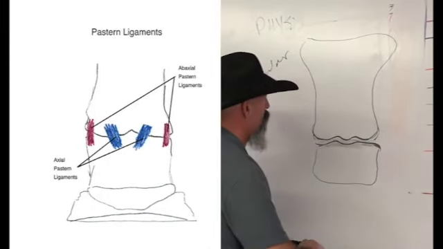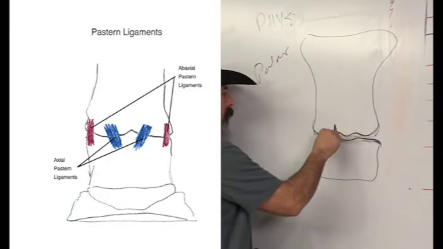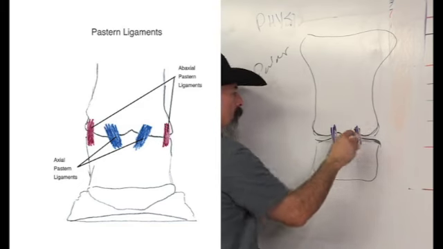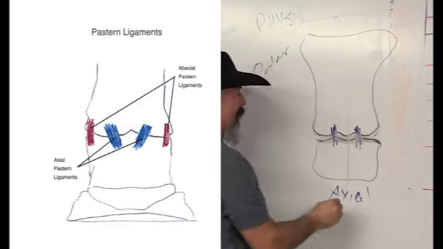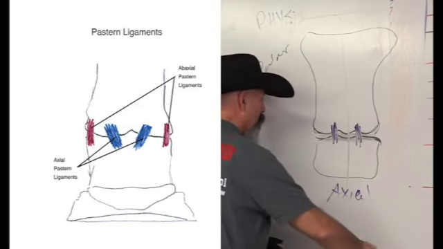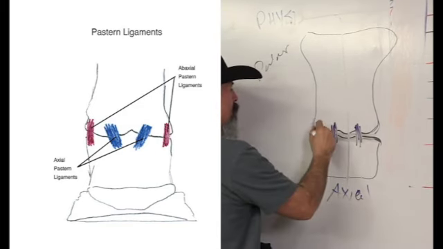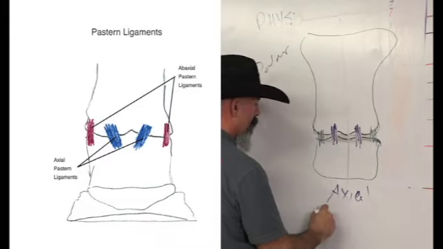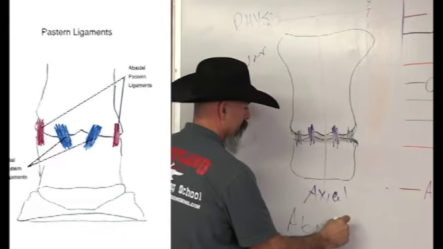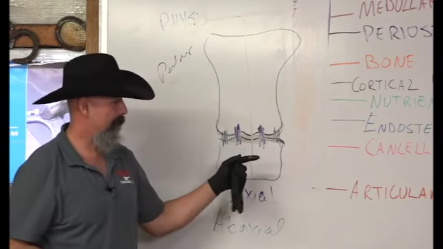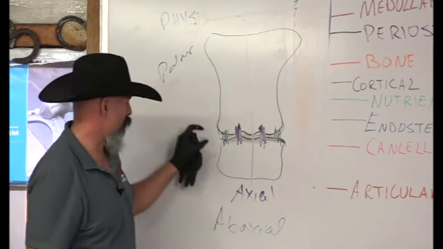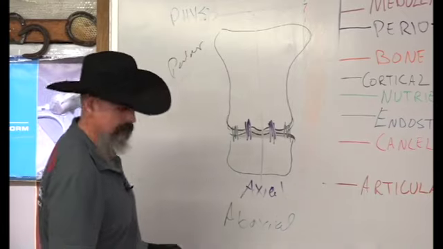And the two pair of passenger ligaments, there's going to be a pair right here. Those are known as axial because they're closer to the axis on that particular structure. And then there's a pair right here, and that pair is known as abaxial. Now, very similar to collateral ligaments, they're just short little binding ligaments that happen in those areas.